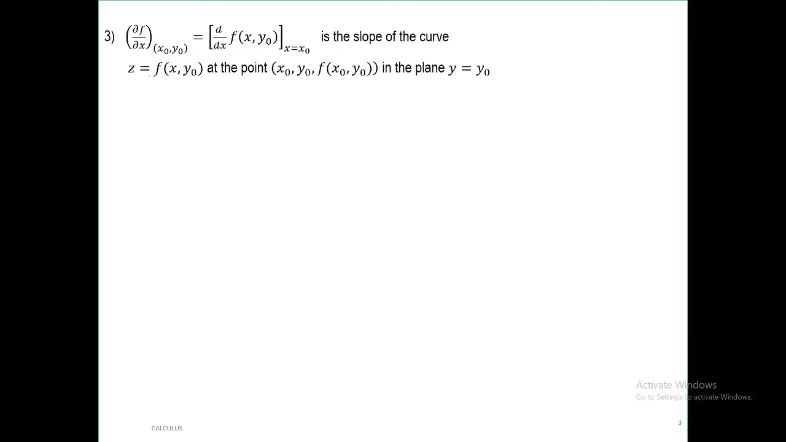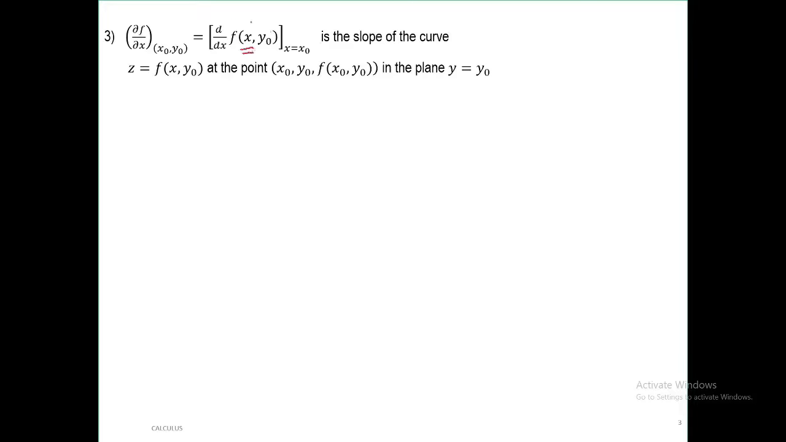Now look at note number 3. Dou by dou x at x naught, y naught, exactly the same as what I said just now: d by dx of f of x comma y naught. That means instead of y, I am substituting y naught because you are doing the partial derivative with respect to x, right? Just now I explained. So for the partial derivative with respect to x, you are treating y as constant, then substitute y is equal to y naught. That's it. Now it becomes d by dx of f of x comma y naught. Now this is a single variable function, f of x comma y naught.